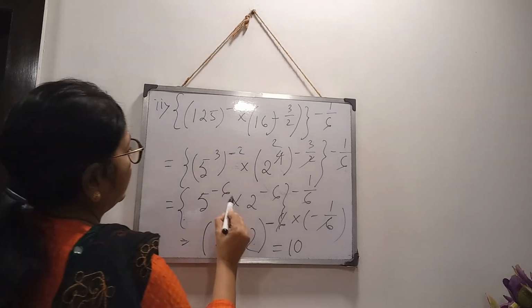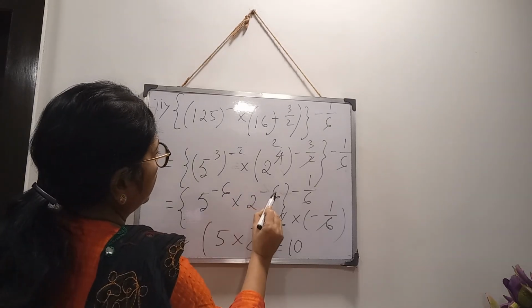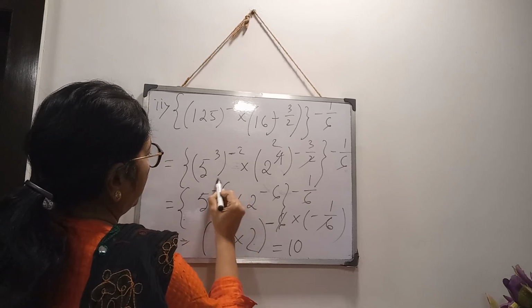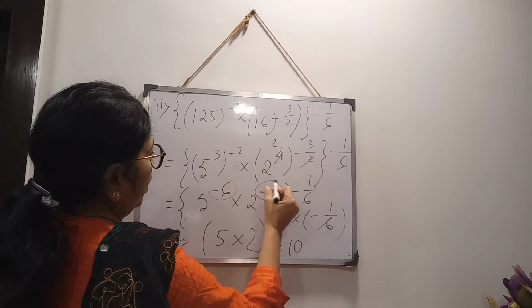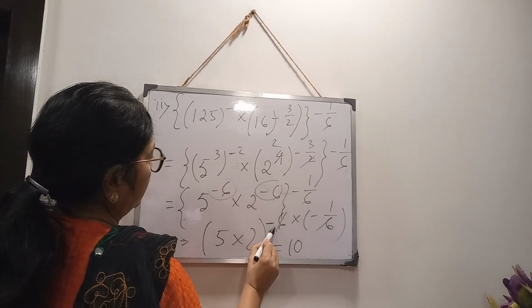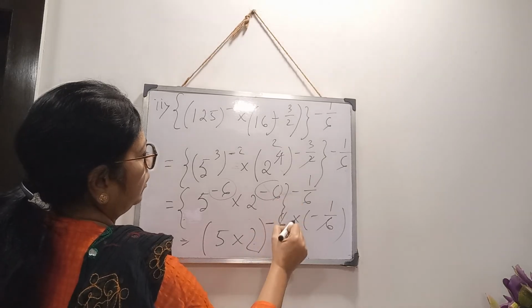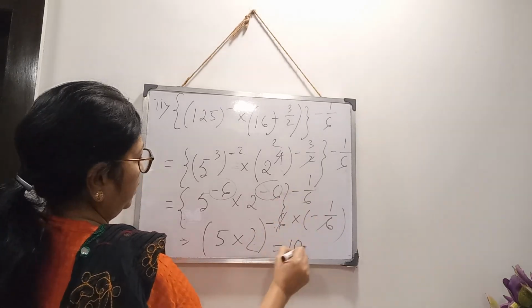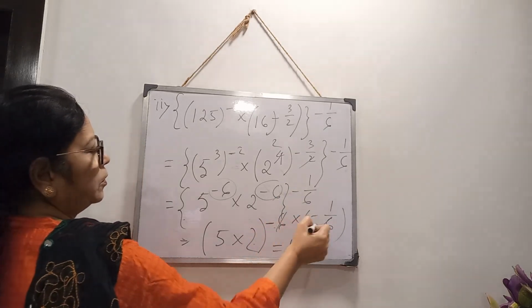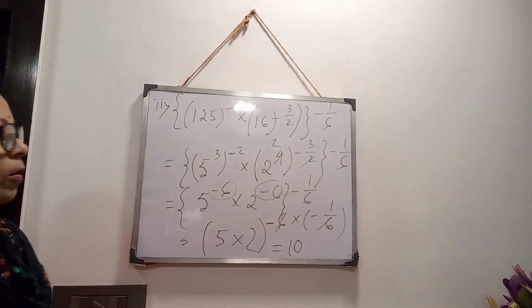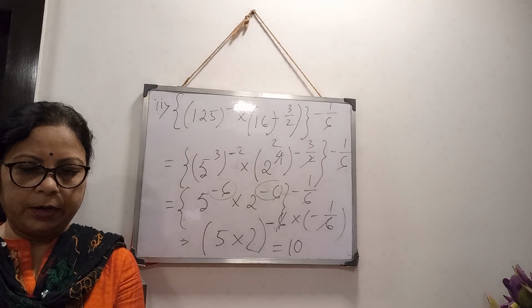Here what I have done, there is minus 6, there is minus 6. Different number 5 and 2 but power same. So I have written here outside 5 into 2 to the power minus 6 and into there is another minus 1 by 6. My answer is 6 is cancelled out, minus minus plus, 5 into 2, 10. Clear? Now next one you will get in next video.